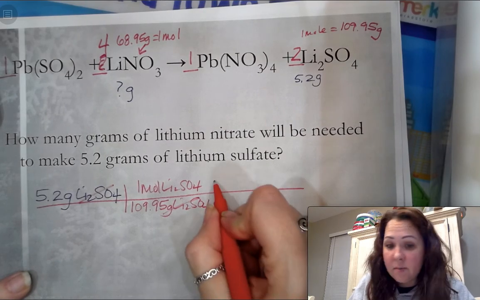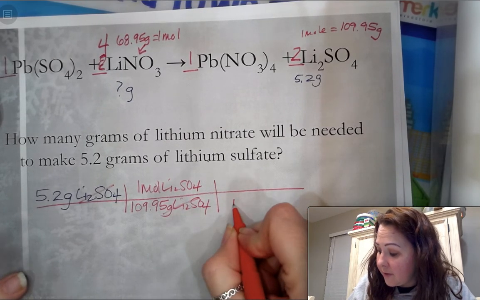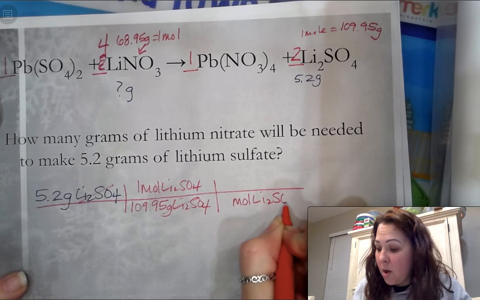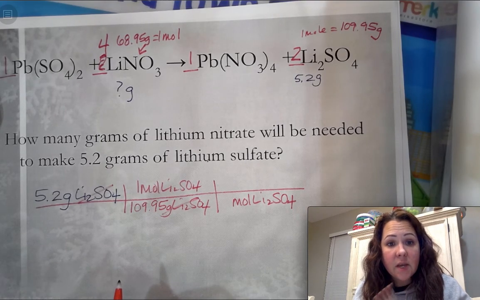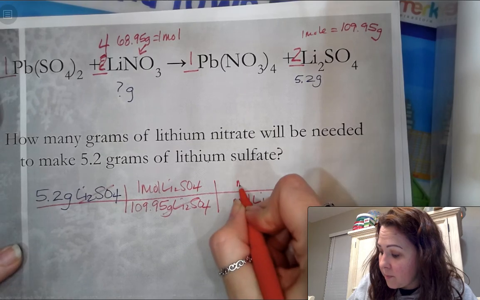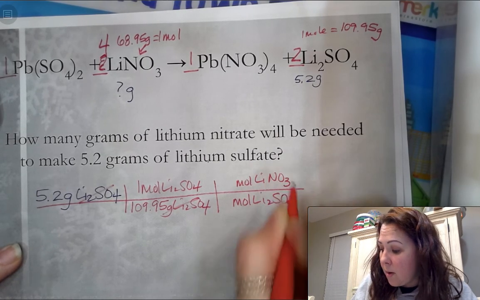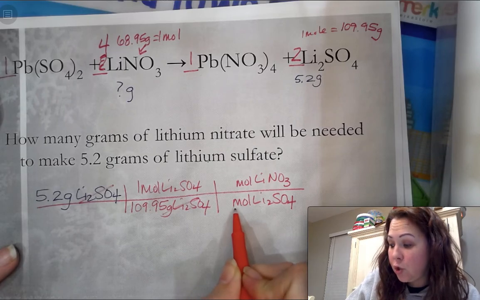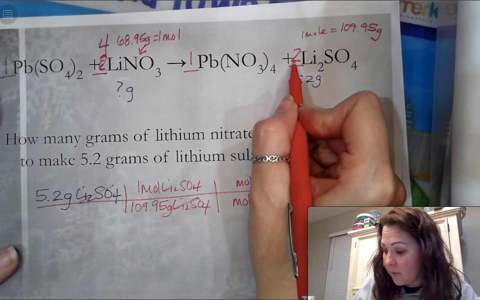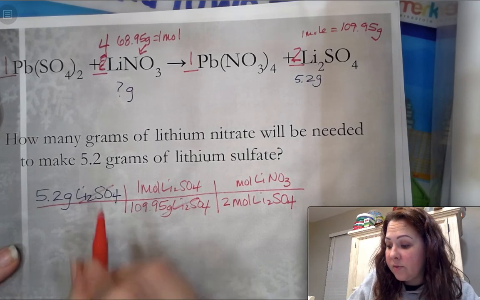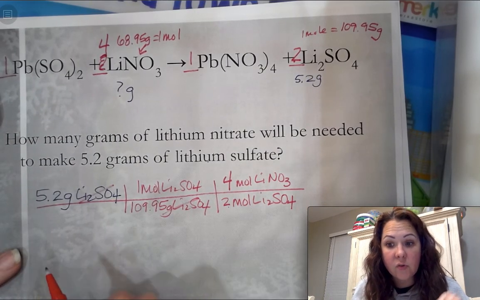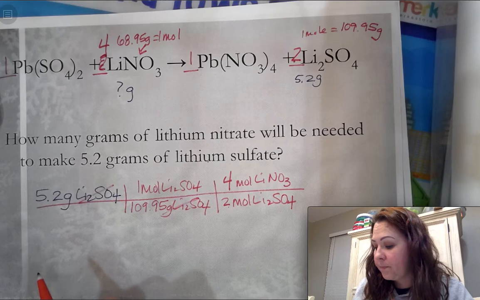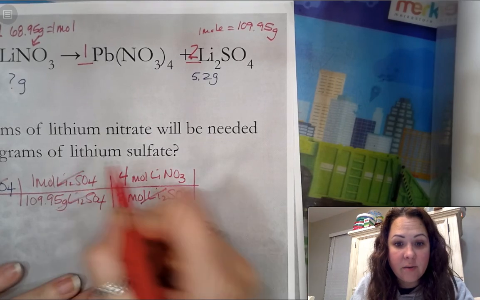Once I have moles of lithium sulfate, moles of lithium sulfate goes in the bottom. Moles of what I'm looking for in the question, the unknown, goes on top. So in this case, it is lithium nitrate. So my moles of lithium sulfate is 2, because there's a 2 right here. My moles of lithium nitrate is 4. So it's a 4-to-2 ratio. For every 4 moles of lithium nitrate that you start with, you're going to end with 2 moles of lithium sulfate.